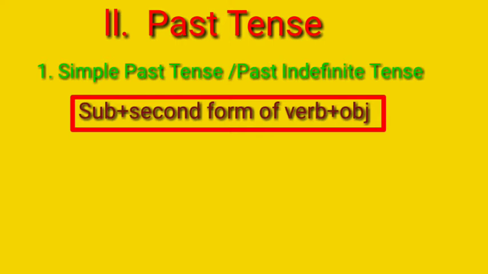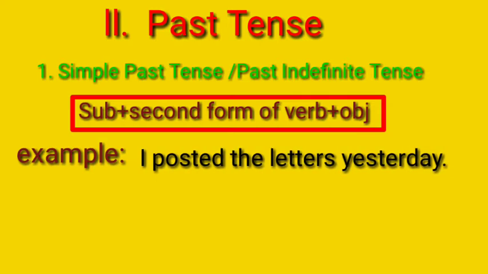The same example let us take. I posted the letters yesterday. I is the subject here. Posted is the second form of the verb post. Here in simple past tense we use the second form of the verb. Okay. Then object is coming, the letters.